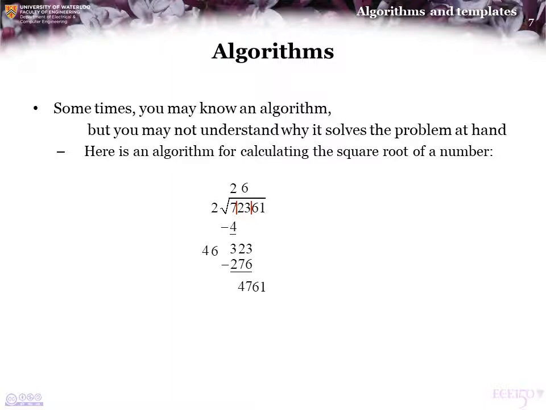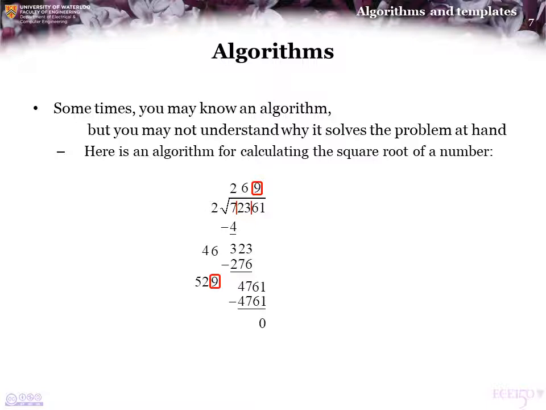Not a problem, and we double the number that's above the surd. Okay, twice 26 is 52. All right, and once again, we find the largest integer that we can place in both of those locations, such that that integer times 520 plus that integer is less than or equal to 4,761. Well, it happens that that number is 9. And it happens that 9 times 529 is that number exactly. Thus, the remainder is 0.